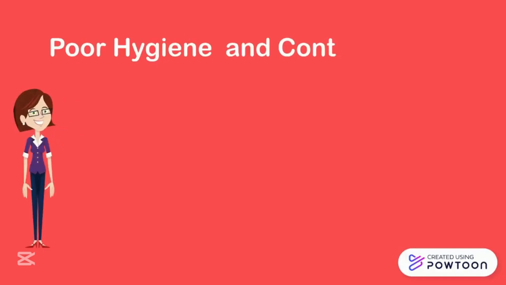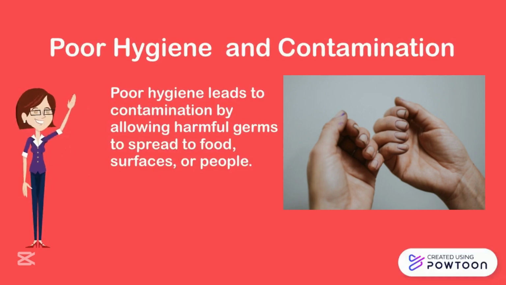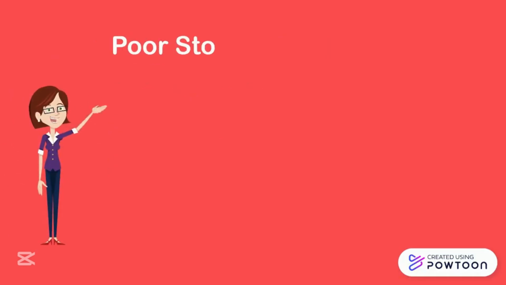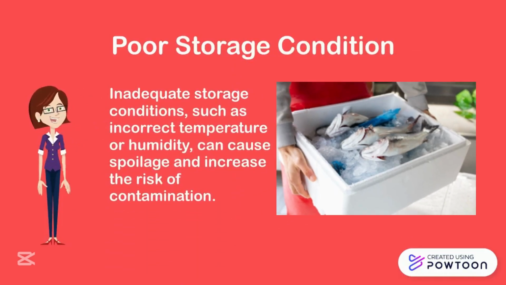Poor hygiene and contamination. Poor hygiene leads to contamination by allowing harmful germs to spread to food, surfaces, and people. Poor storage condition. Inadequate storage condition, such as incorrect temperature or humidity, can cause spoilage and increase the risk of contamination.